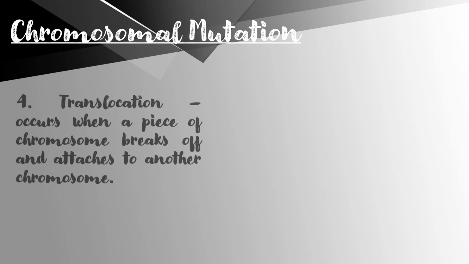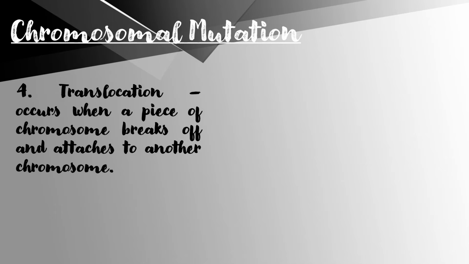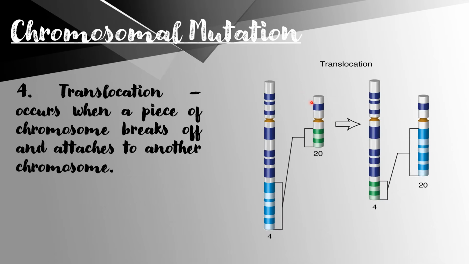Let us have the fourth type of chromosomal mutation, translocation. It occurs when a piece of chromosome breaks off and attaches to another chromosome. If you will notice, we have two chromosomes here, and after the mutation, nagkaroon ng breakage sa unang part at nalipat ito sa ikalawang chromosome.